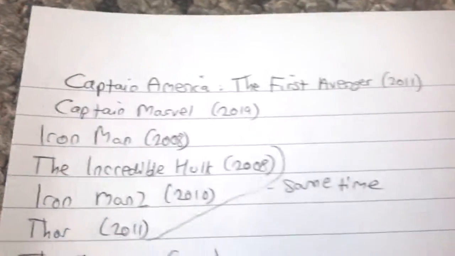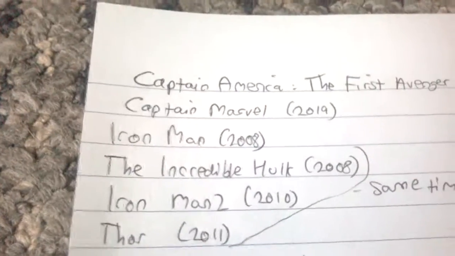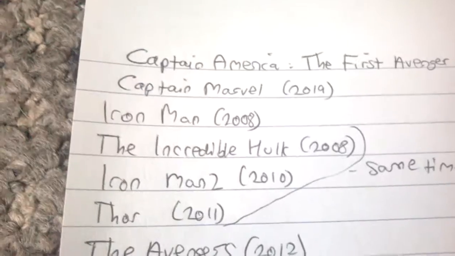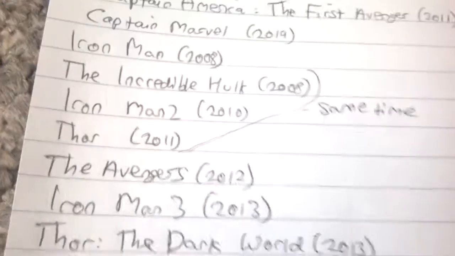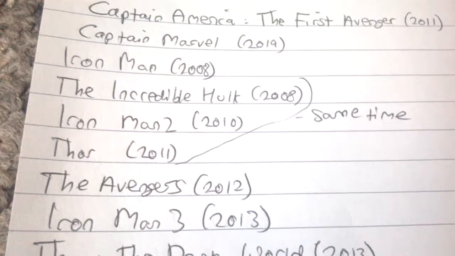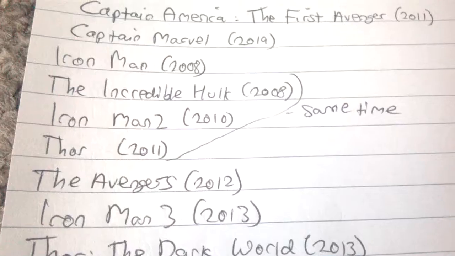Anyway, this video's gone on long enough. It's almost 20 minutes long, so I've got to get with the timeline. So, the films that you should watch in order, first of all, Captain America: The First Avenger, because that was set in 1942, during World War II. That was released in 2011. Captain Marvel, which is going to be released in 2019, because that's set in the 1990s. And Iron Man, which was released in 2008. And then The Incredible Hulk, Iron Man 2, and Thor. It doesn't really matter what order you watch them in, as long as you watch them one after the other.